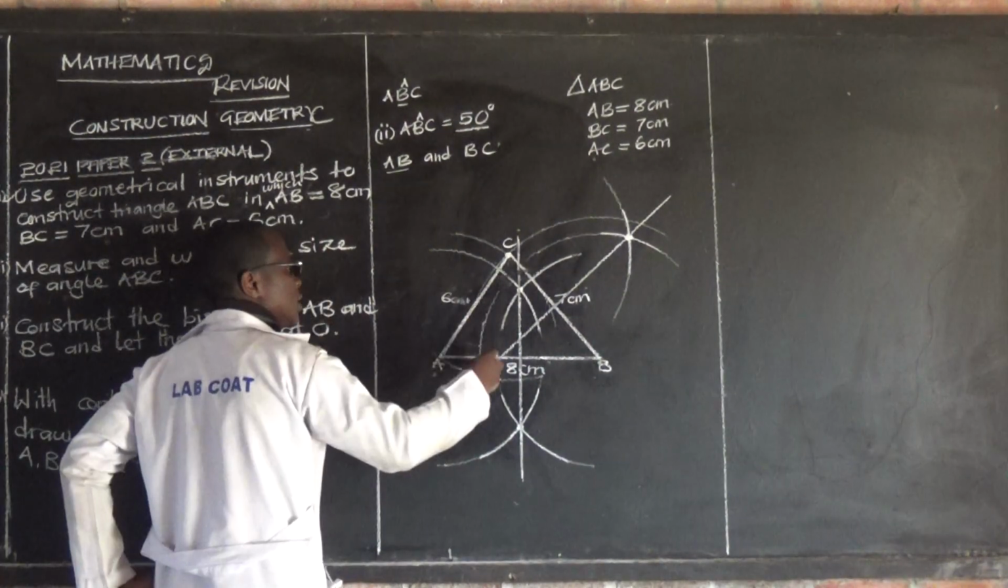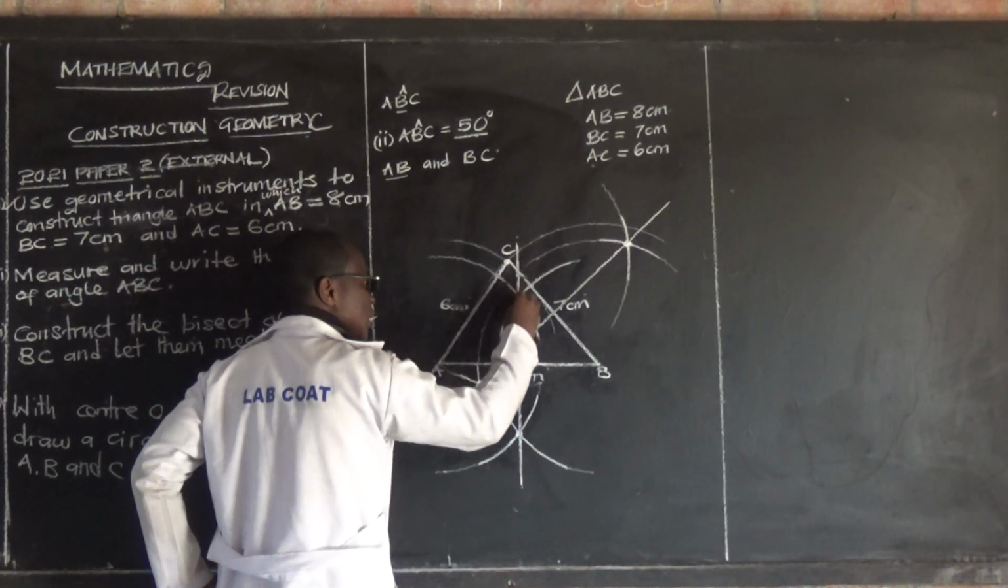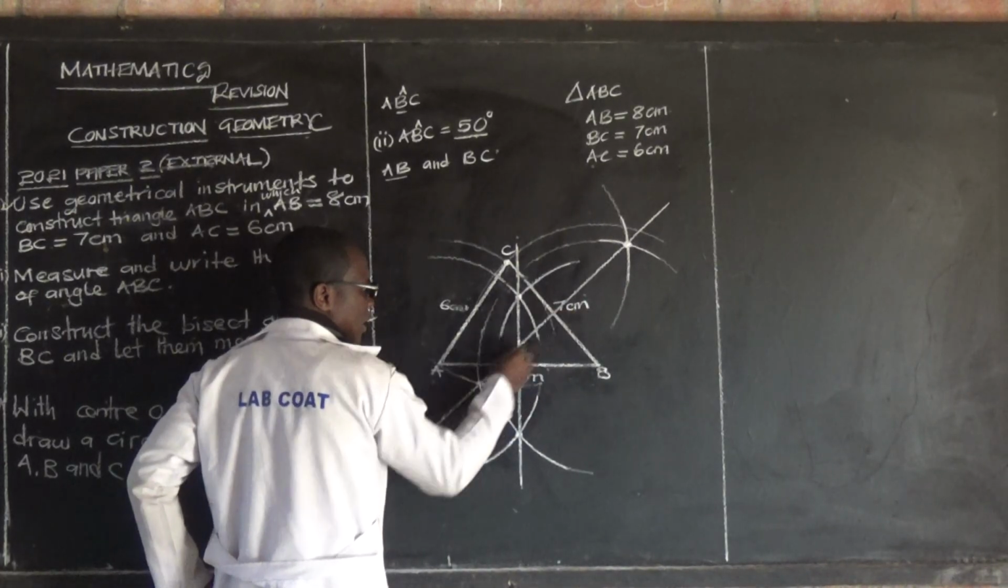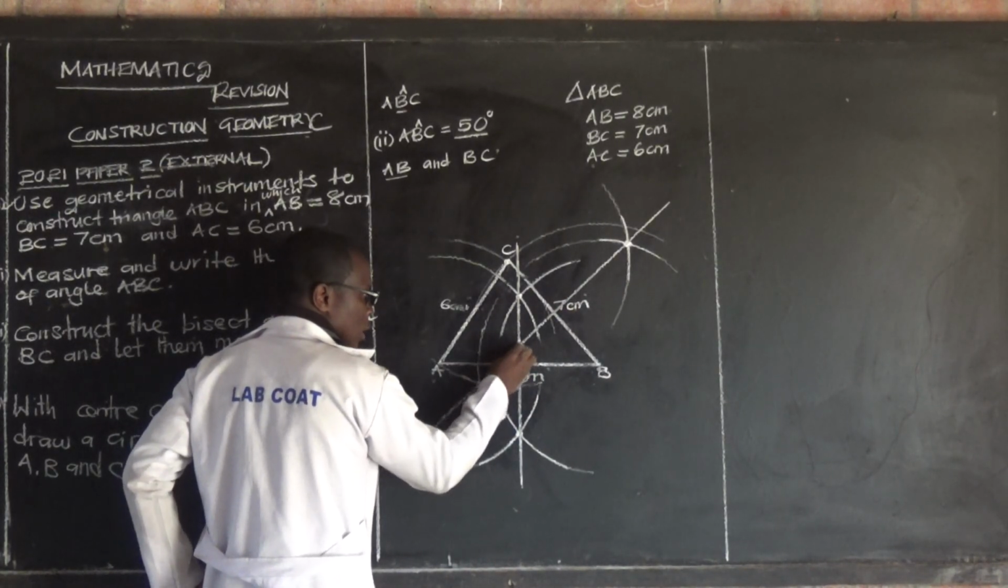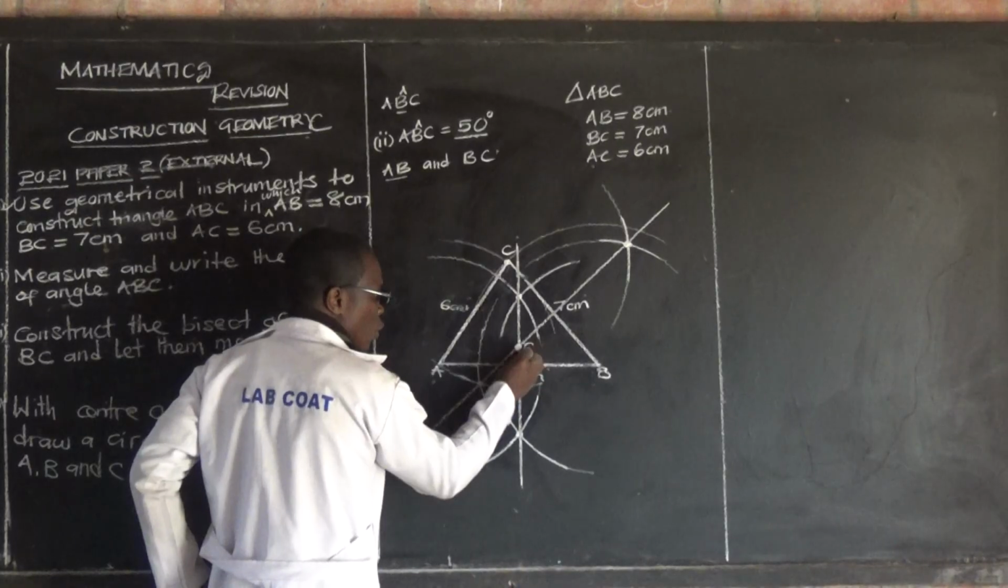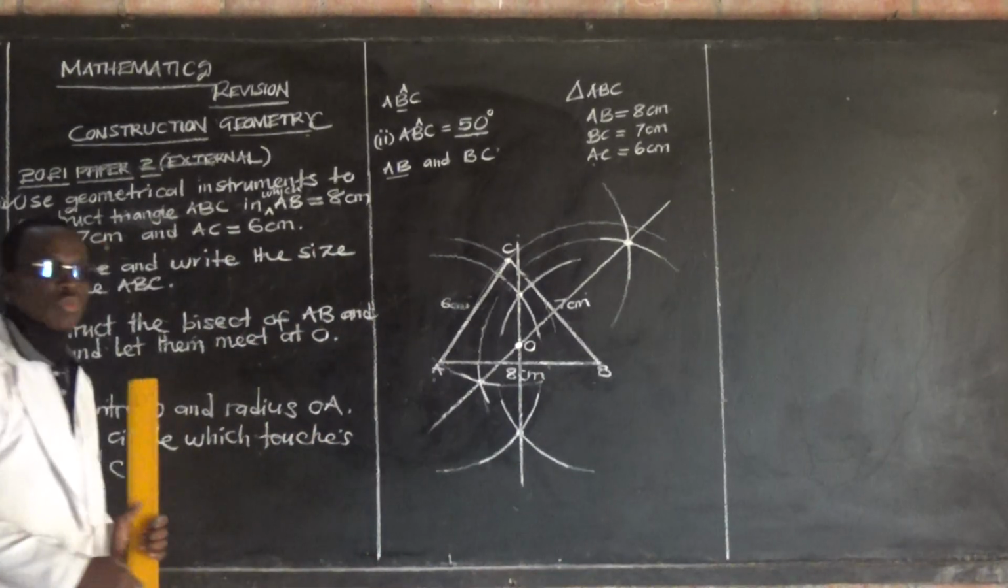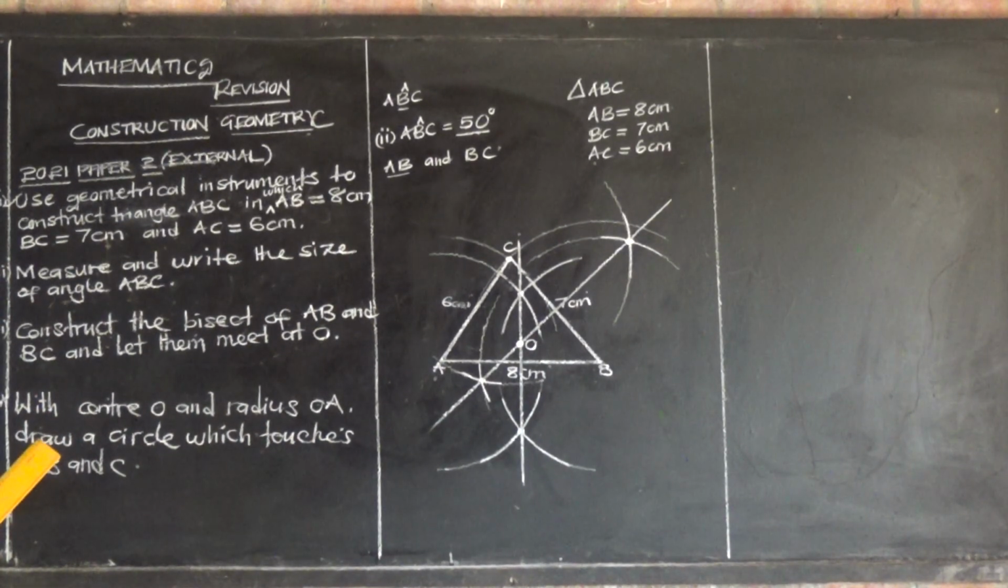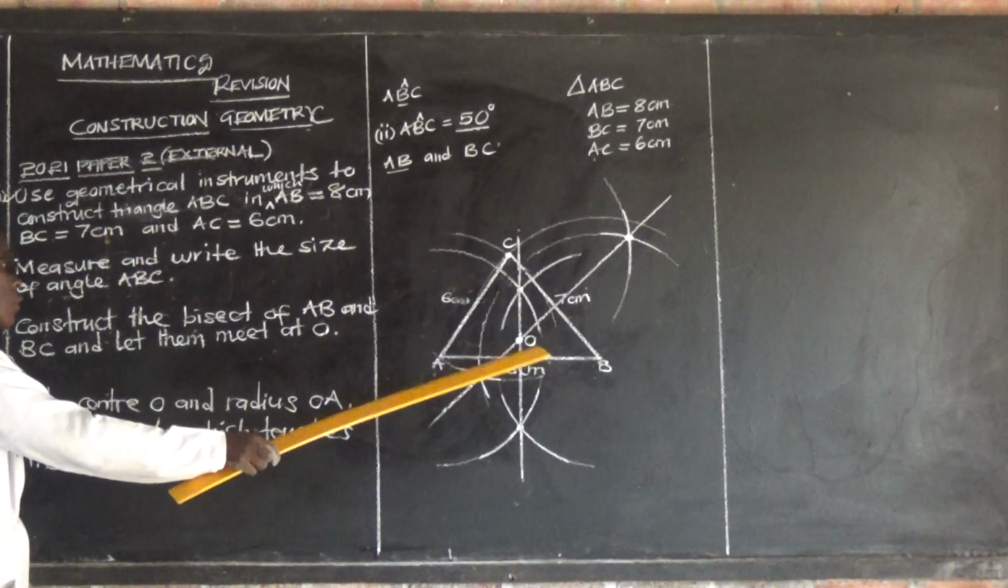Where this line and this line are meeting. They are meeting here. So let this one be O, center O. Are we together? So this is our O.